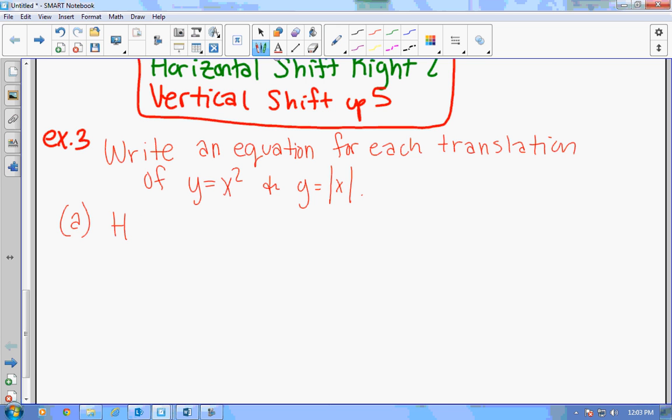Okay. HS, horizontal shift. Okay, we're going to do this first one together, and then I'm going to give you one to try. Horizontal shift, right 5. I want you to do it for both the quadratic and the absolute value.